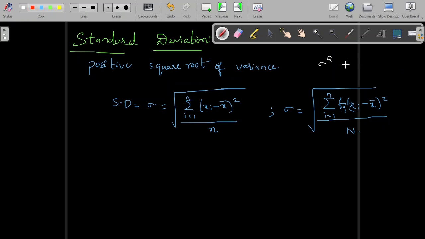Whatever formula you have for variance, in that formula only you have to take a square root on both sides, then you will get sigma equal to square root of summation i equal to 1 to n xi minus x bar whole square divided by n. This is without frequencies, and this is the formula for standard deviation with the frequencies.